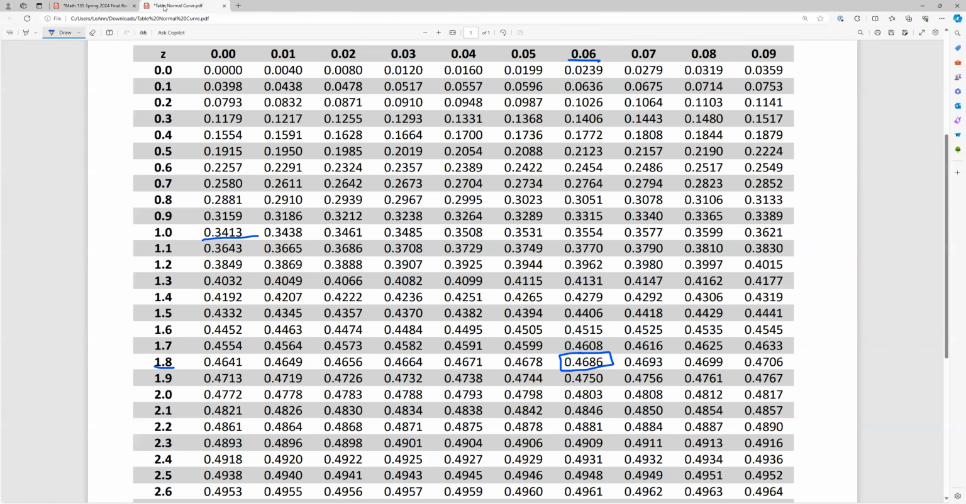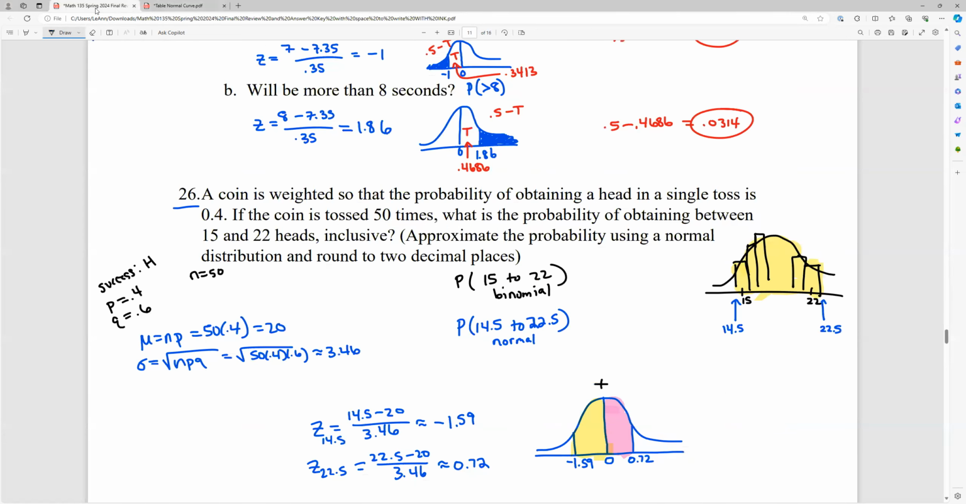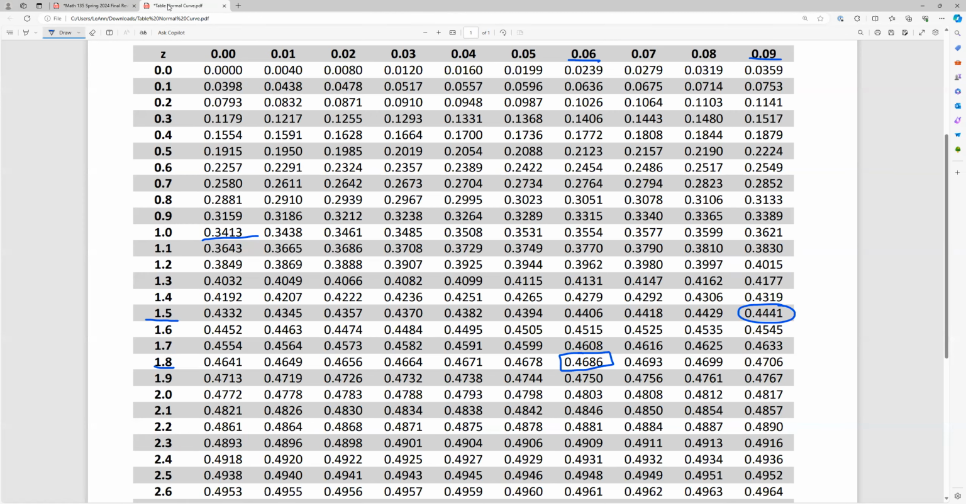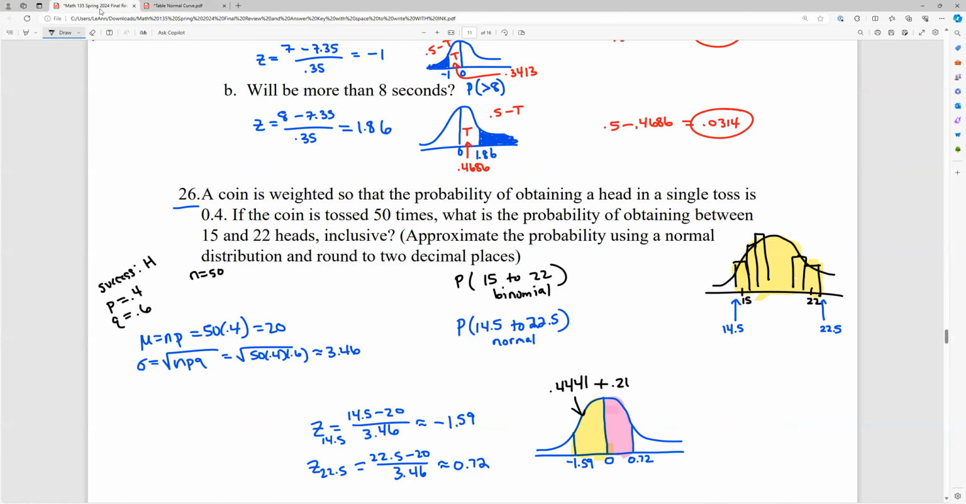Okay, so let's go to our table. 1.59 is the same thing as negative 1.59 when you're doing a symmetric table. So 1.5 and then 0.09 is way over here. Follow those over. That's 0.4441. So I'm going to write that down on this side. So 0.4441. So that is that area. Okay. Then we're going to look up 0.72. So 0.7, the 2 is the second decimal place. We find that one. That's 0.2642. 0.2642 is the pink area.